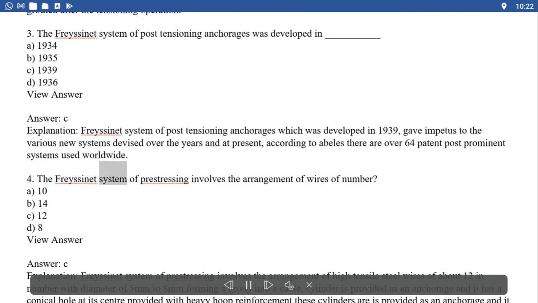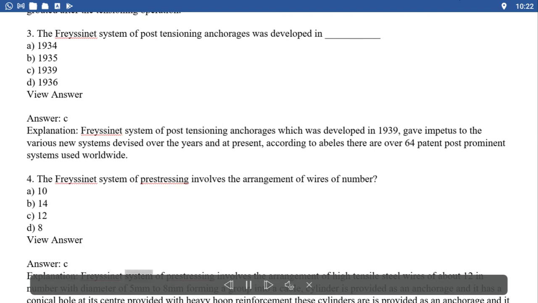4. The Freyssinet system of pre-stressing involves the arrangement of wires of number A. 10. B. 14. C. 12. D. 8. Answer. Answer C.